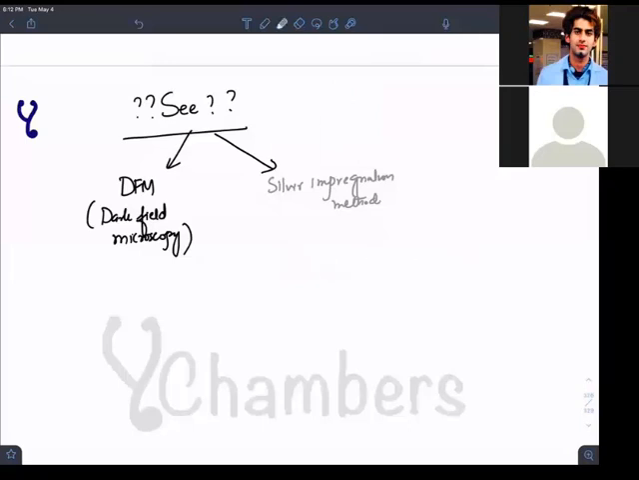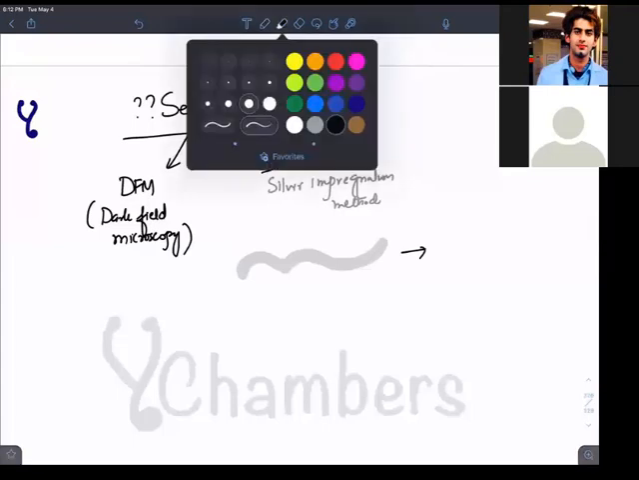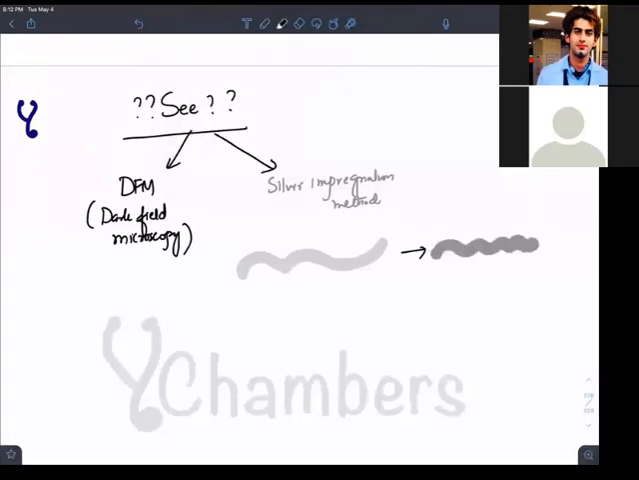So silver nitrate, with this bacteria, is getting converted to silver nitrite, which is black. So you had this bacteria, the spirochetes, and your AgNO3 is getting converted to nitrite. Okay, this is called the silver impregnation method. Then you can see it under the light microscope.